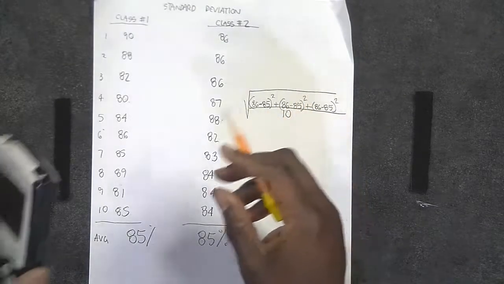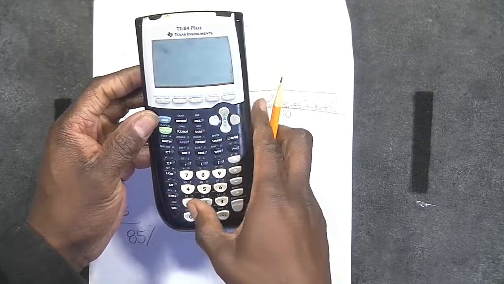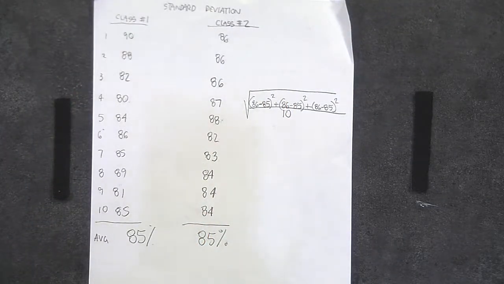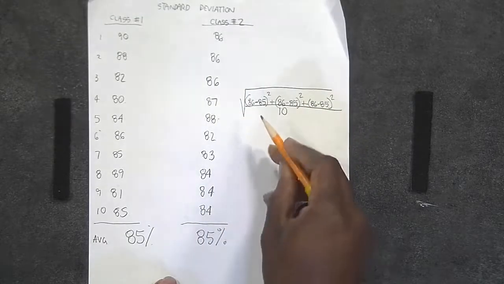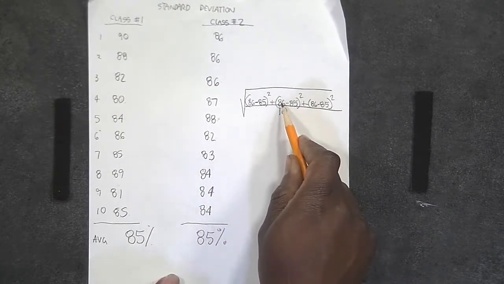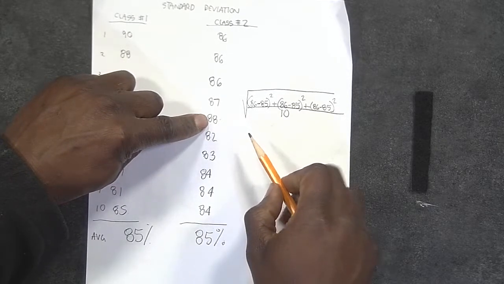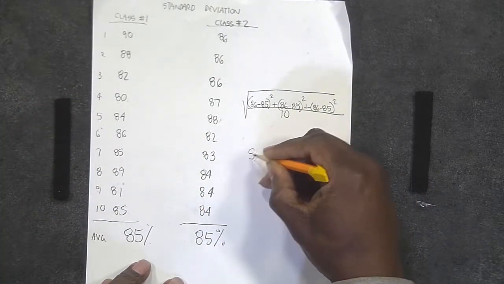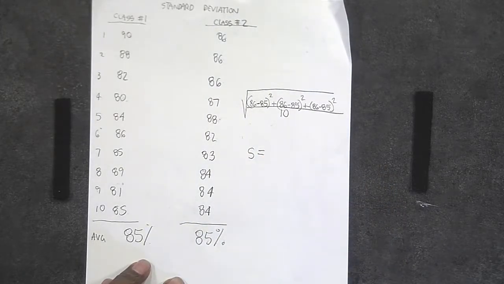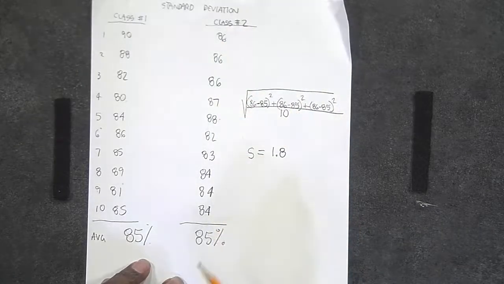I'll show you how maybe you could put this in the calculator. I'm sorry, my calculator's not operating right now, but fortunately, I put this into the calculator, and the standard deviation for this class, after you took each individual score, subtracted the mean, squared it, and so on for the 87, the 88, the 82, is 1.8. The standard deviation of this class is 1.8.